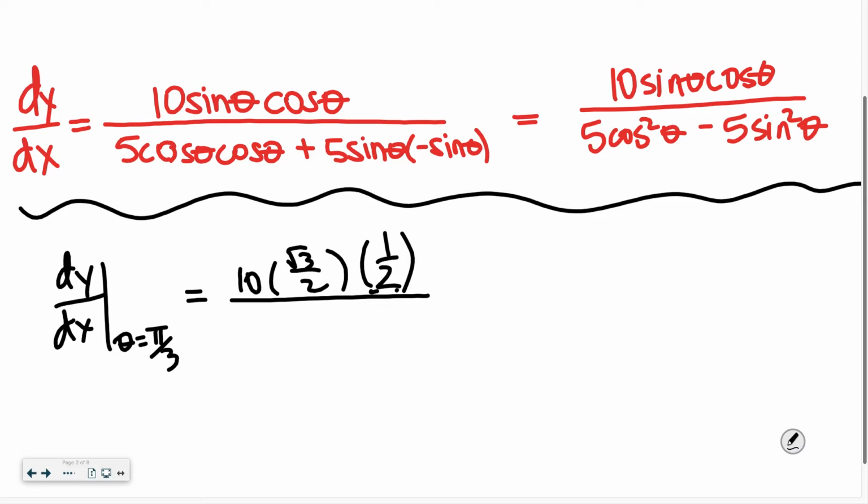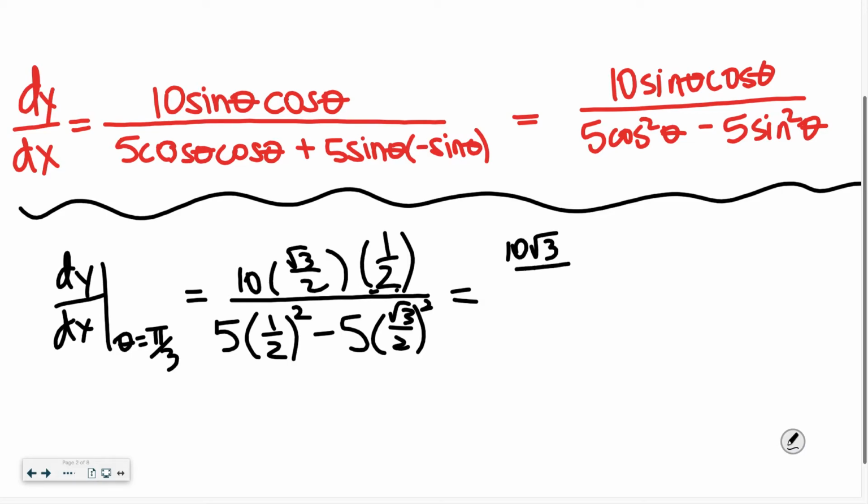Okay. Then we have 5 times cosine squared minus 5 times sine squared. Well, those have common denominators. Are we allowed to use calculators on the quizzes? Oh my god, it's too many fractions. You could have factored out 5, or 2, maybe.